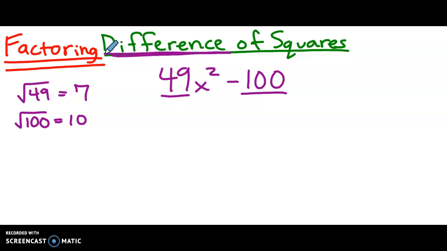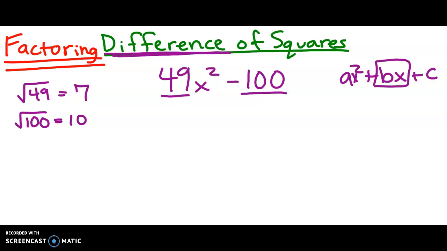Another way you can tell it's a difference of squares problem is that in a normal trinomial, ax squared plus bx plus c, there are 3 terms. But in this problem, the bx is missing. You only have the ax squared plus c. That's another good tip off that this is a difference of squares problem.